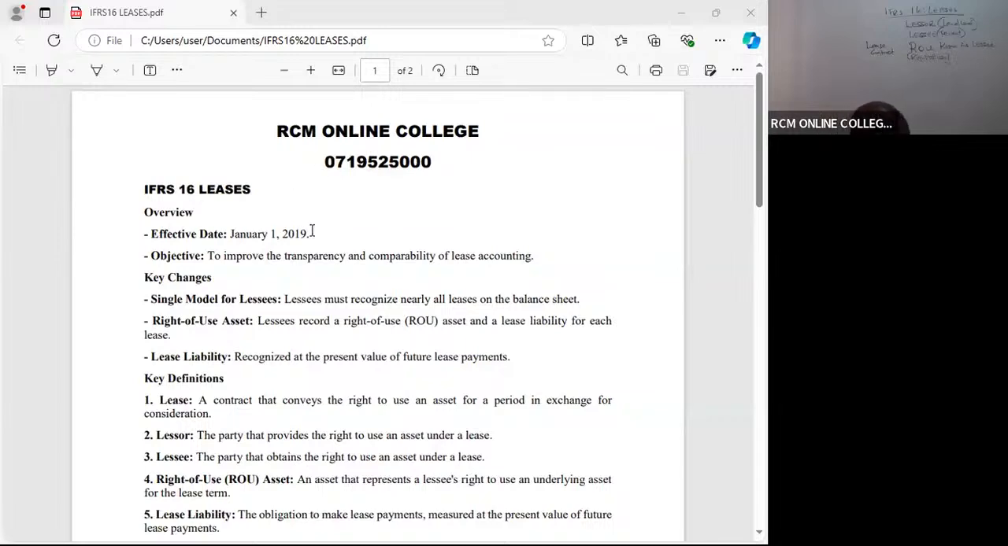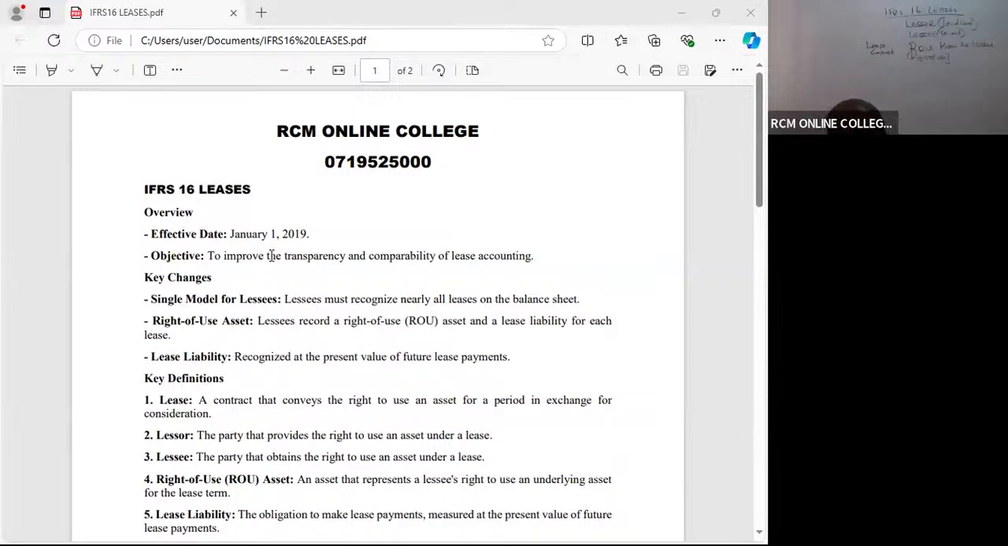It's quite an old standard now. We can't say it's new. You can see the effective date was 1st January 2019, so it's about 4 years old. What is the objective of this standard? To improve the transparency and the comparability of lease accounting.